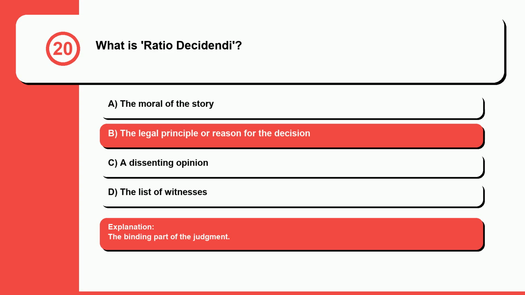Question 20. What is ratio decidendi? A. The moral of the story. B. The legal principle or reason for the decision. C. A dissenting opinion. Or D. The list of witnesses. The correct answer is B. The legal principle or reason for the decision. The binding part of the judgment.